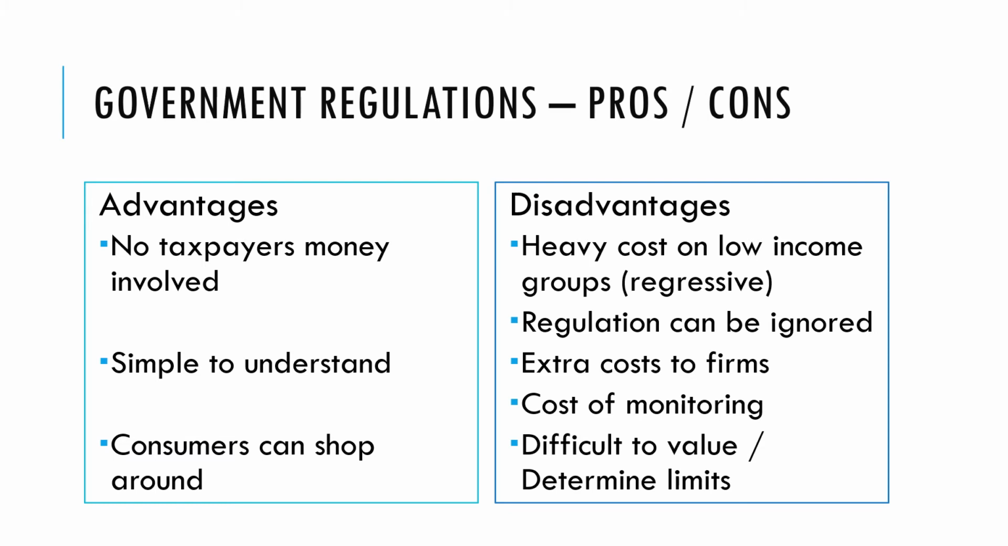Of course, regulations can just be ignored. Sometimes regulations incur extra costs for firms to ensure they're compliant. There's also the cost of monitoring. How does the government know that the producer or the consumer are actually following these regulations? Sometimes it can be difficult to value the effects that a regulation is having or what the limit should be. For example, how much should someone gamble in a day?